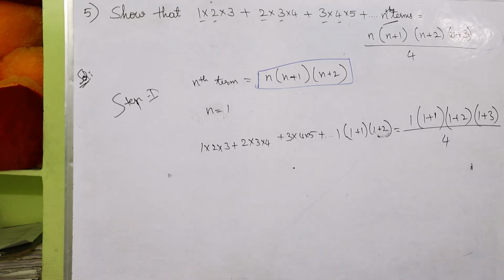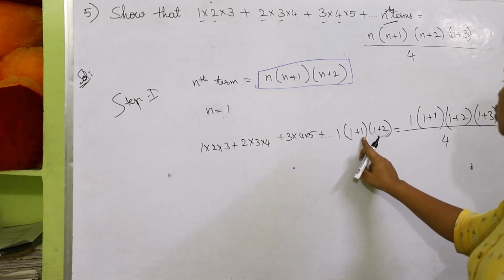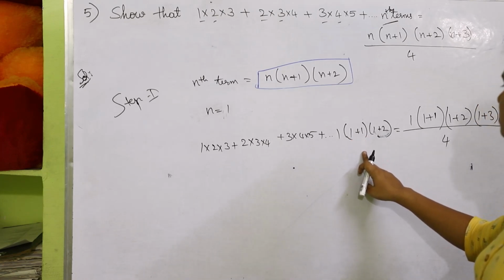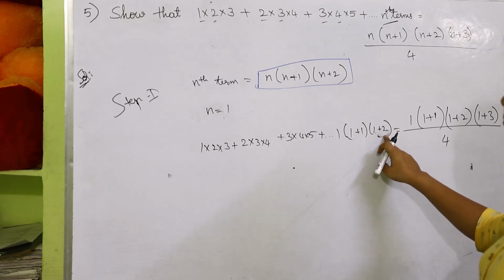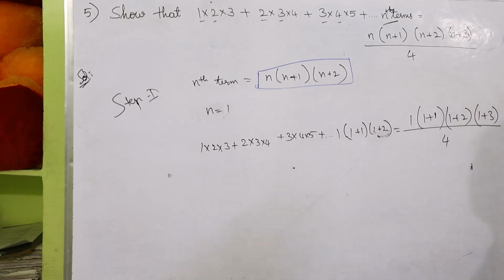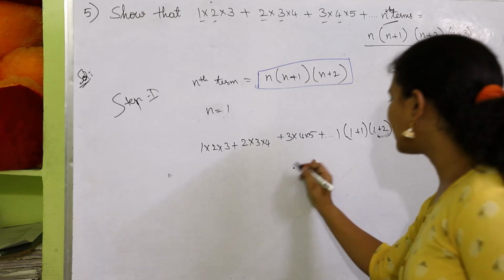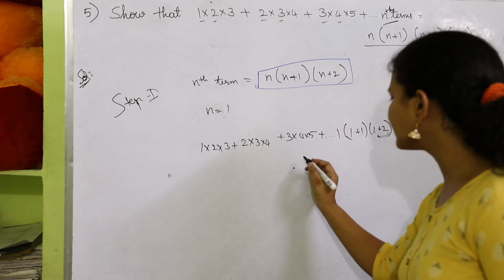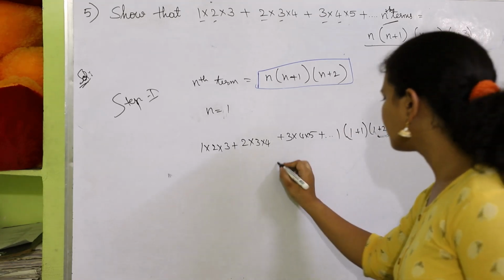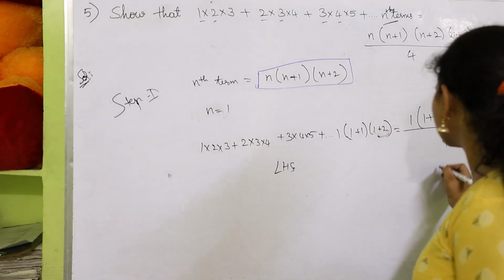Now what you do is, you go with this. Like here you have 1 plus 1, 2, 1 plus 2. So, just consider LHS side. This is LHS side, right? Consider LHS side. And this is RHS.